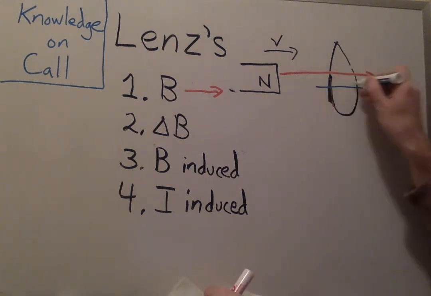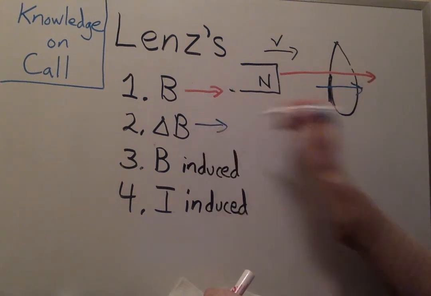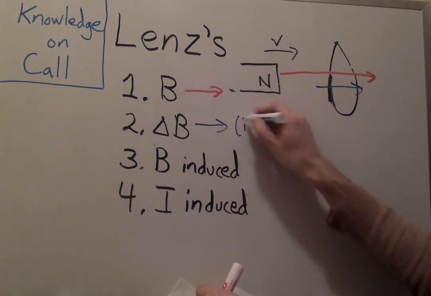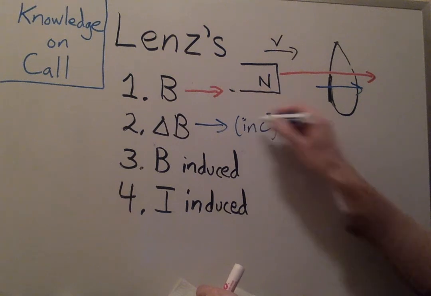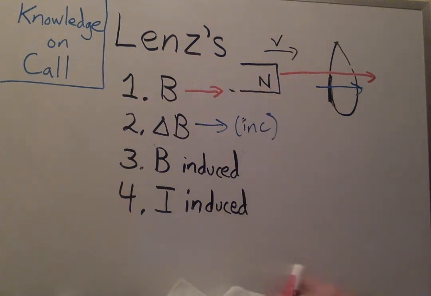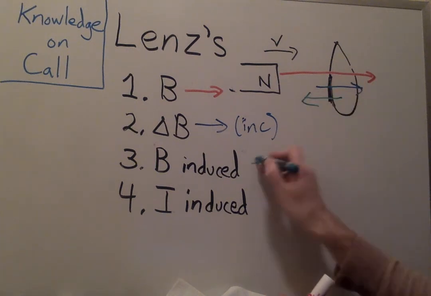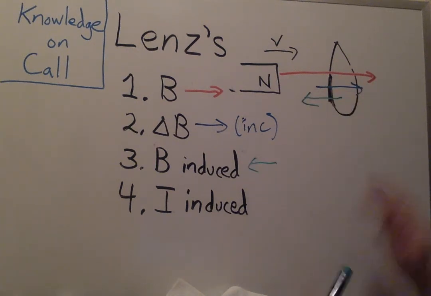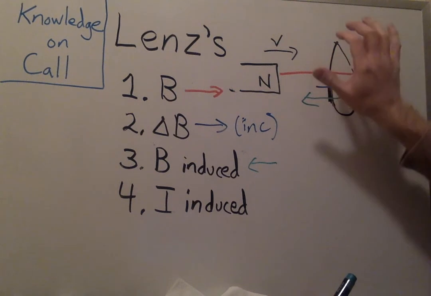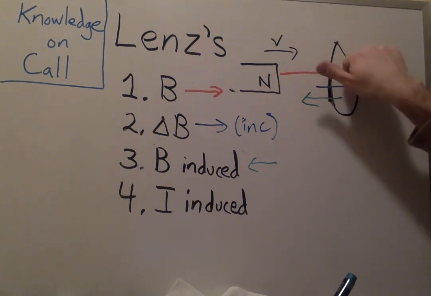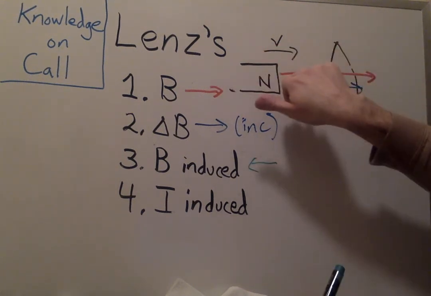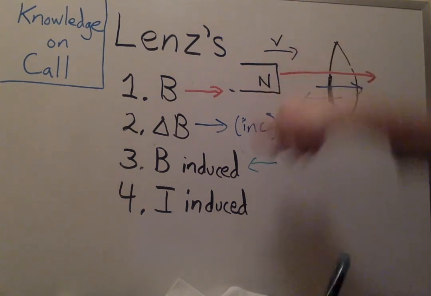Therefore, delta B points the same way because it's increasing. The B induced is always the exact opposite. And now the current induced. Right-hand rule, it must be going this way. So seen from the right, that's clockwise.